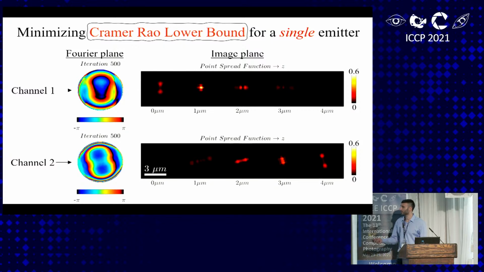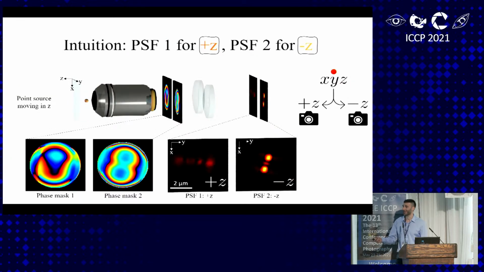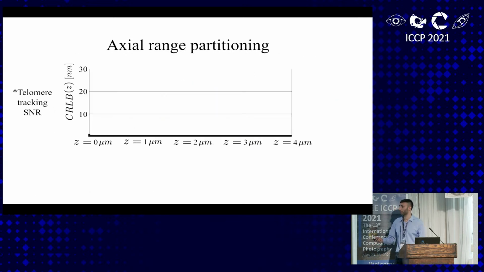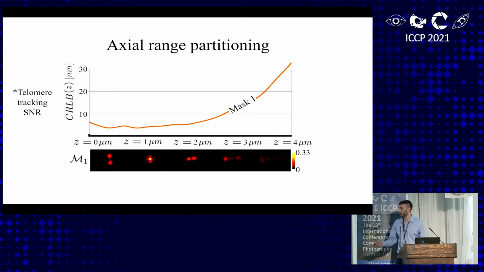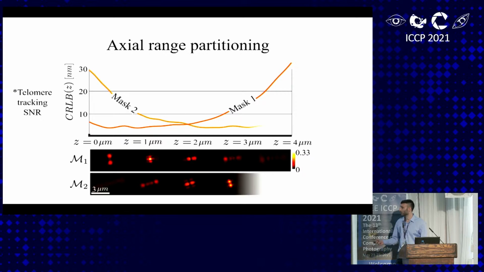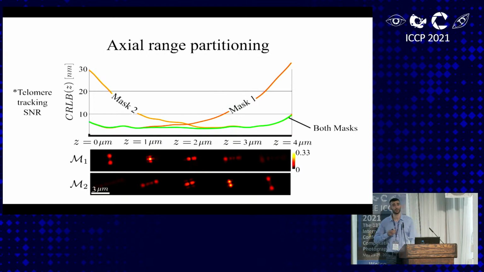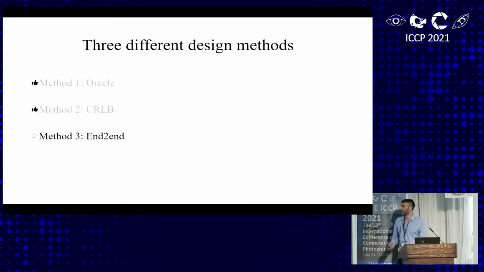Now, if we look at this result more closely by again scanning a point source in Z, we see that essentially the information is split axially between the two channels, where one channel encodes for positive defocus and the second channel encodes for negative defocus. And this is also evident in the Cramer-Rao lower bound plots, where one mask optimizes the lower part of the axial range, the second mask optimizes the upper part, and jointly, they both optimize the CRB efficiently over the entire Z range.